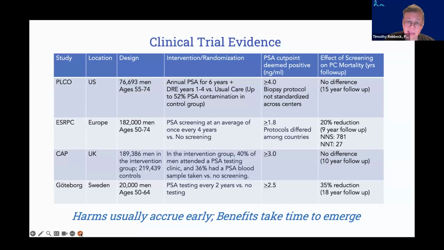But there were a lot of reasons why this is. Some of the trials had a lot of contamination in the United States, of PSA testing being done outside the trial. I think that many people who are looking at the totality of these data believe that there is a benefit for PSA screening in reducing mortality. But how you use that PSA screening is what's important. That's what I'd like to focus on next.